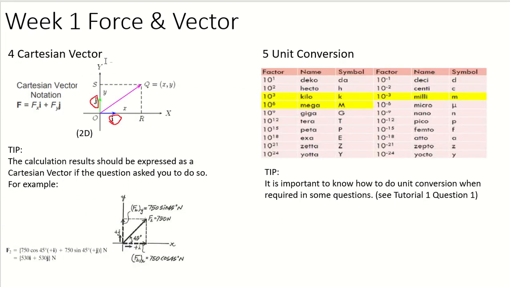The next equation is Cartesian vector. Technically speaking, it's not an equation, but more like a notation. So we just simply put i for the horizontal force and j for the vertical force, and that's it. That's the Cartesian vector notation.